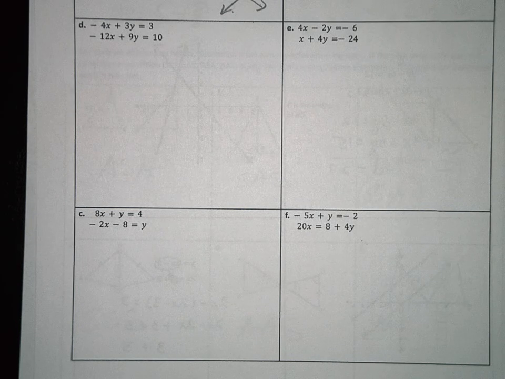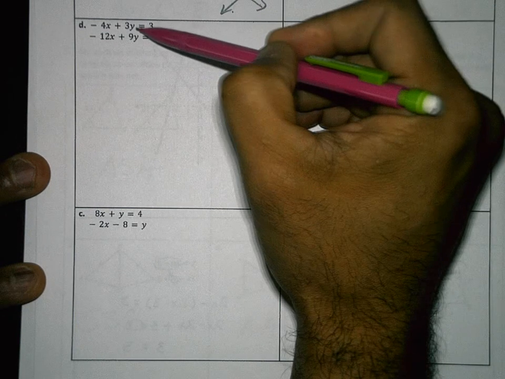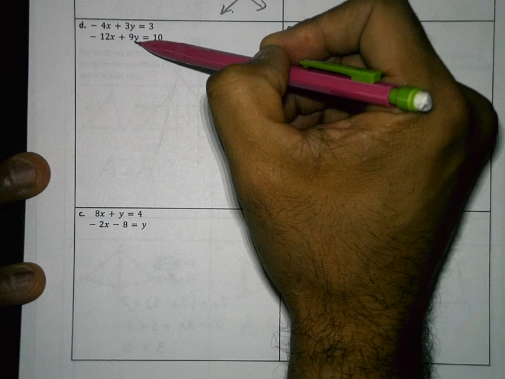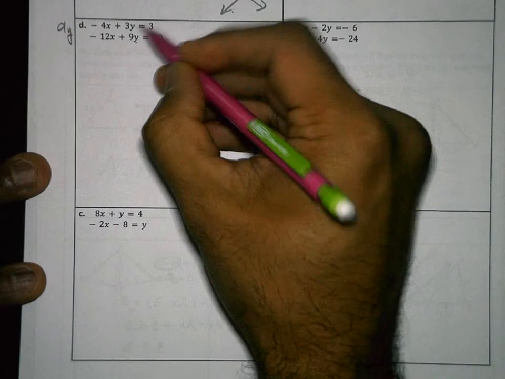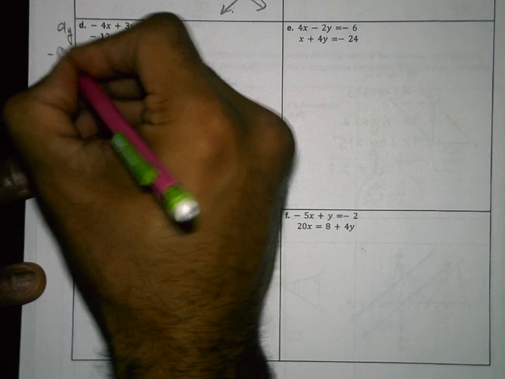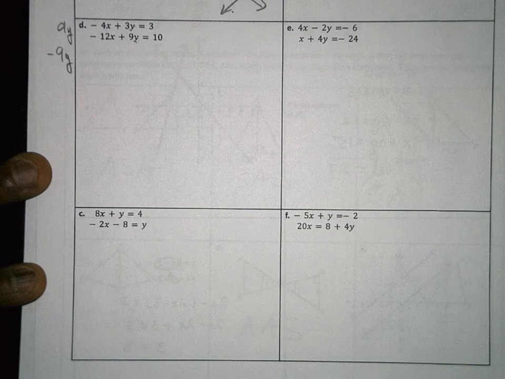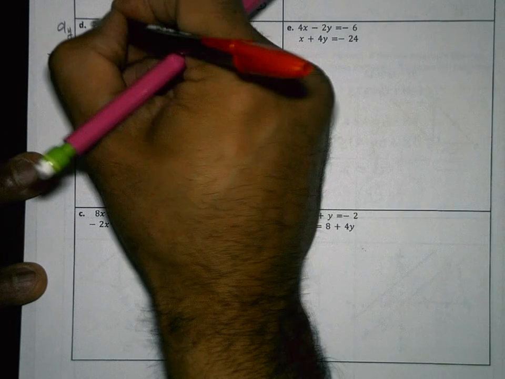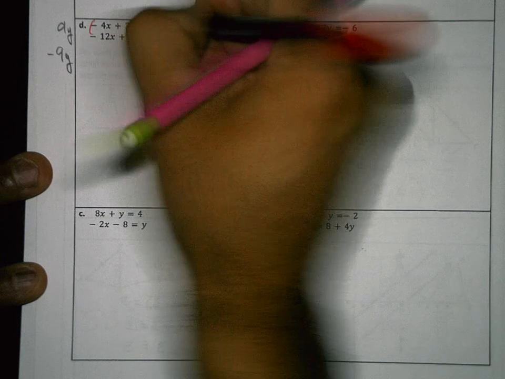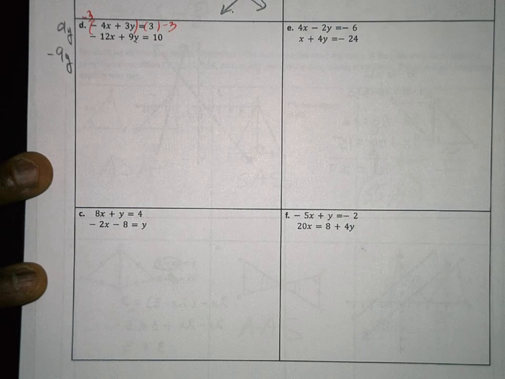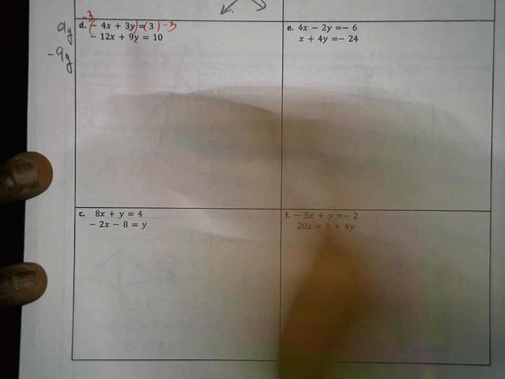Alright, moving on to the next one here. So now, in this case, I'll eliminate the y's here. So I got a positive 9. Okay. So I can turn this 3 into a 9, but I want them to be opposite. So I need that one to be a negative 9y. So I'll divide this by negative 3, because I want this to be a negative 9.